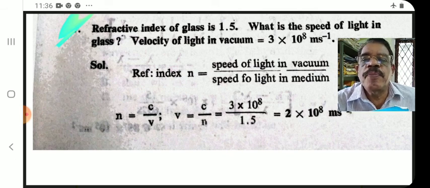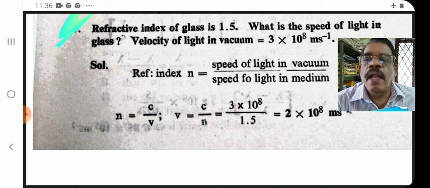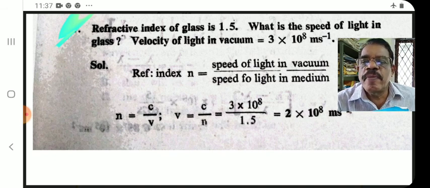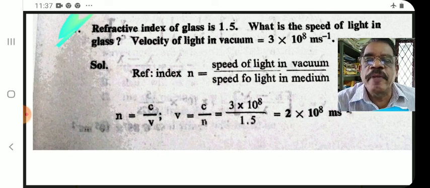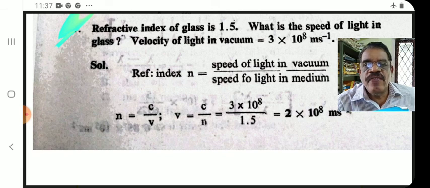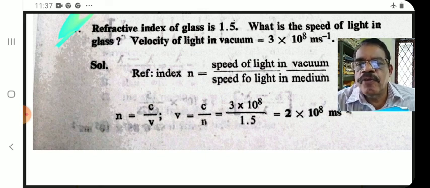Refractive index of glass is 1.5. What is the speed of light in glass? Velocity of light in vacuum is 3 into 10 raised to 8 meter per second. Refractive index is given by C by V, speed of light in vacuum by speed of light in medium. Velocity of light in vacuum we write as C. Velocity of light in medium we write as V. Velocity means speed. Therefore, n is equal to C by V.